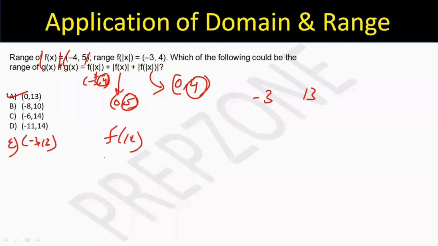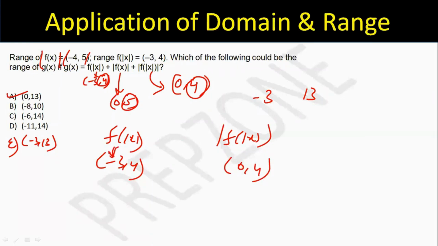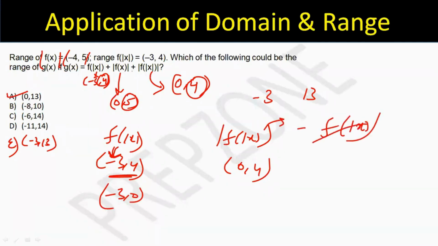f of mod x, the first one, is -3 to 4, right? And last it is mod of f of mod x. This is f of mod x, right? And this you're saying is 0 to 4. So one thing you should observe is that when f of x is taking a negative value, say when f of mod x is taking -3 to 0, then this mod of f of mod x will open as minus f of mod x, and this will actually cancel the first term, which means this whole term can never be negative.